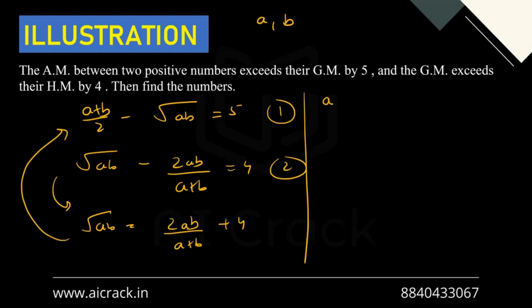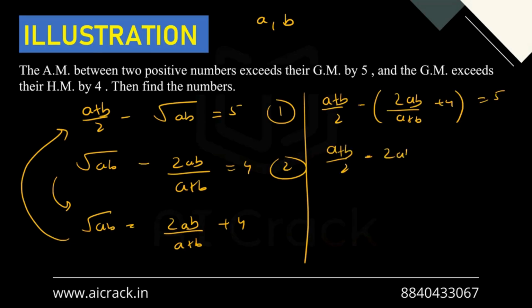We'll be getting (A plus B) by 2 minus root AB, that is 2AB upon A plus B plus 4, equals 5, right? Now on further simplifying, we'll be getting (A plus B) by 2 minus 2AB upon A plus B minus 4, and we can take this 5 over here. We'll be getting minus 9 equals 0. So this becomes (A plus B) whole square minus 4AB minus 18 times (A plus B) equals 0.